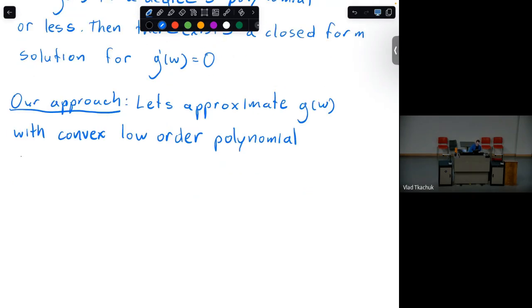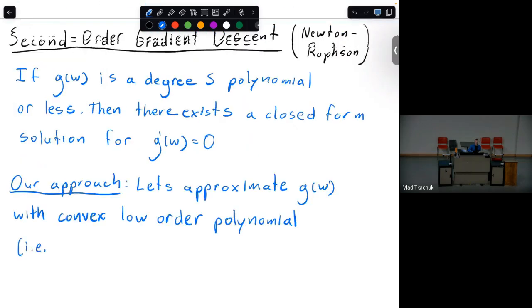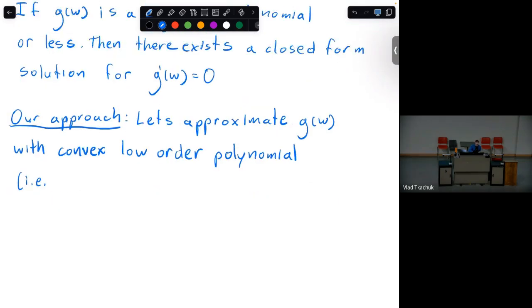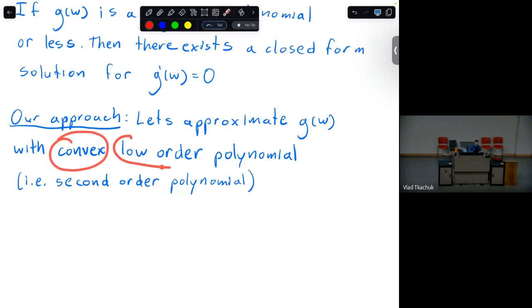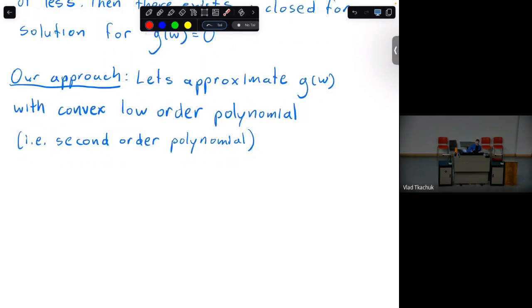And in particular, since I said this is called second order gradient descent, we're going to choose a second order polynomial. Nice and simple. It's basically a parabola, a convex function. You can visually see that. So it achieves all these goals: it's convex, it's low order, and there's a closed form solution. So that's the story.